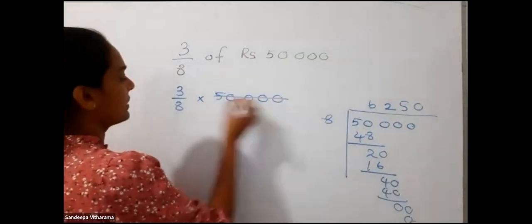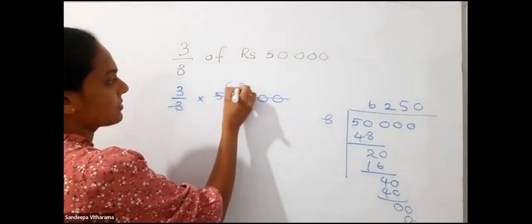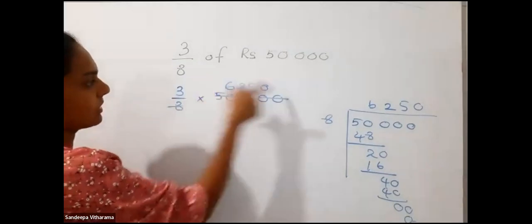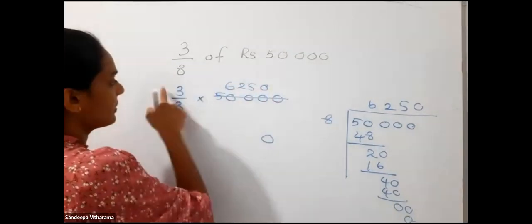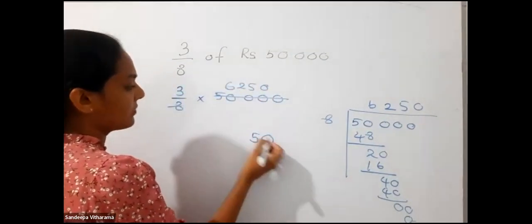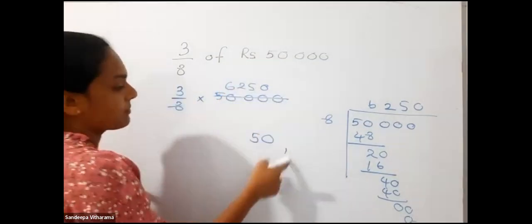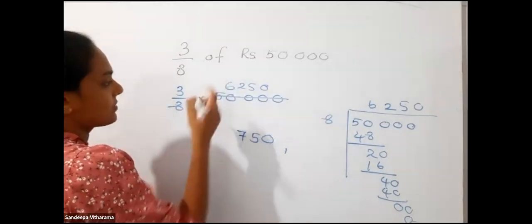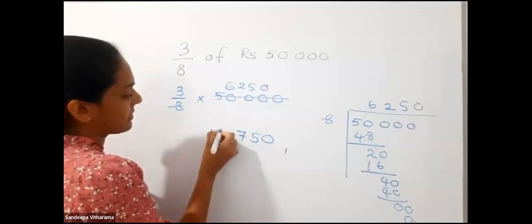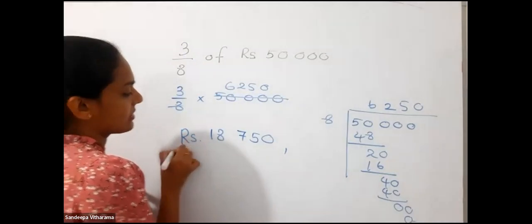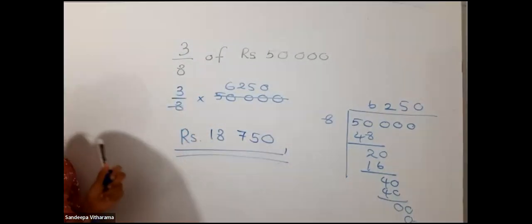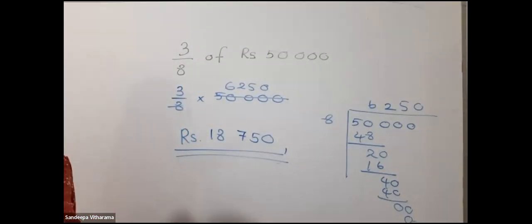So here we get the answer as 6,250. Now multiply by 3. 3 into 0, 0. 3 into 5, 15, 1 remaining. 3 into 2, 6, plus 1, 7. 3 into 6, 18. Then he has spent 18,750 of his salary.